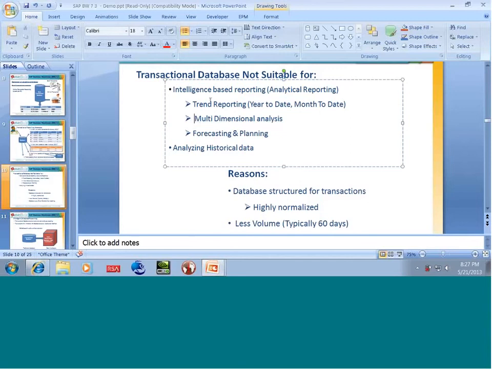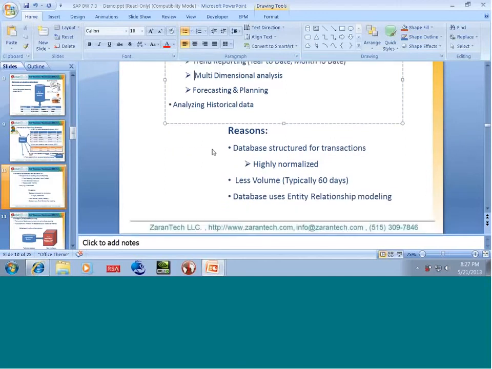When we are talking about trend reporting, multidimensional analysis, forecasting and planning, we cannot just do that with 30 or 60 days of data. We definitely need a larger volume. We need 2 to 7 years of data on average that will help us provide all this kind of intelligent reporting. So these are the limitations of a transactional database or a traditional database.